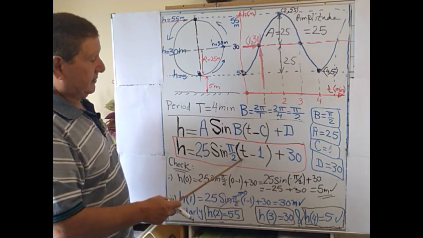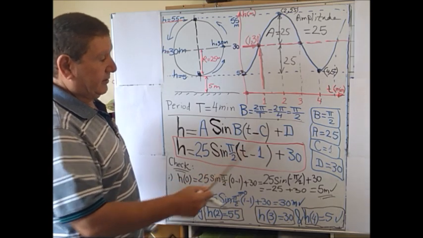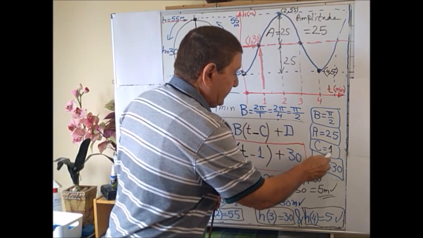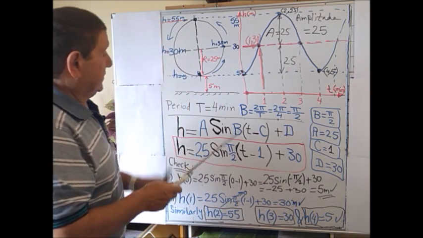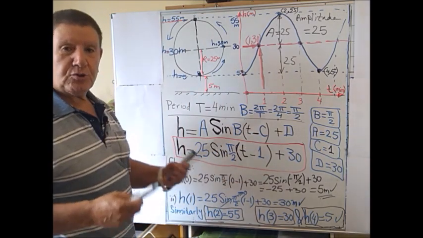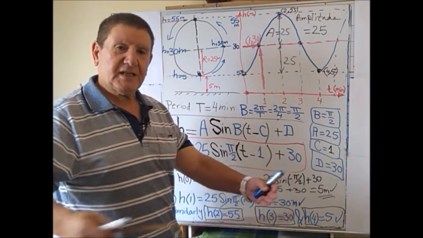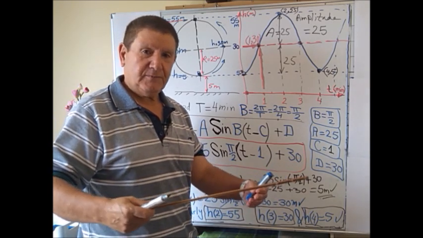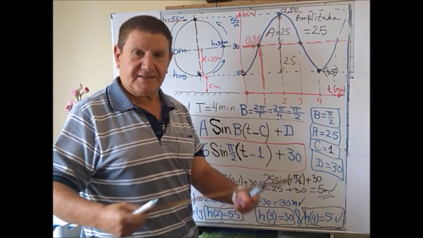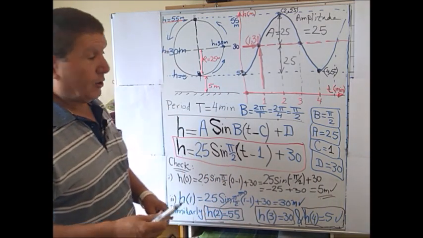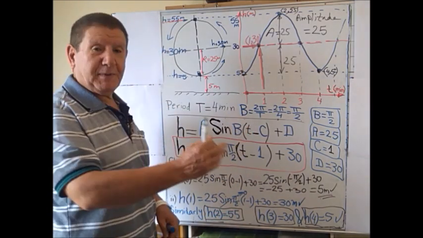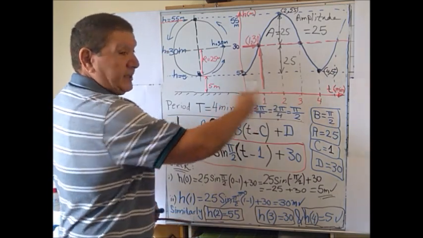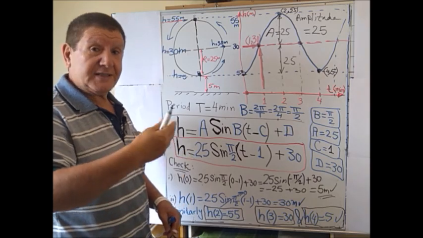Okay, we want to find C now. Let's see what C is. C is a constant that has to do with the horizontal shift. Sometimes they call it the phase difference. So it could be minus or plus. It depends upon the movement, whether it is to the left or to the right, in the graph of the sine function.